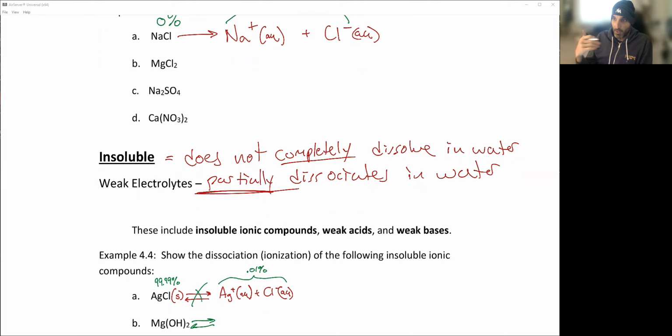So for soluble and insoluble compounds, insoluble ionic compounds are basically not soluble, and then there are weak acids and weak bases, and we're going to get used to those as well. Weak bases are simply non-soluble hydroxides.